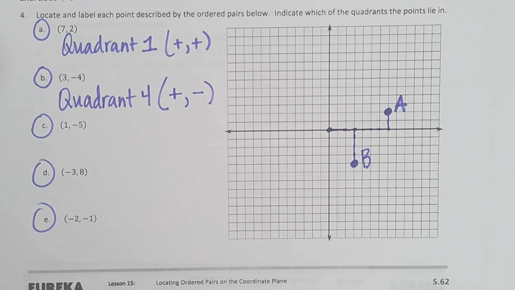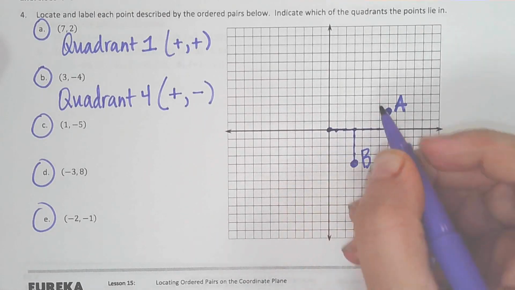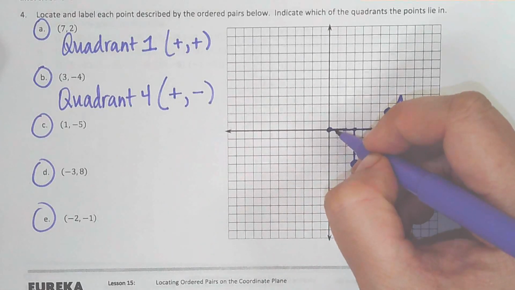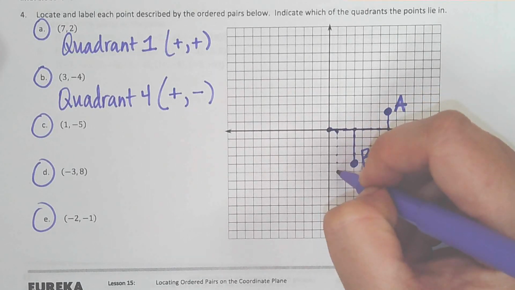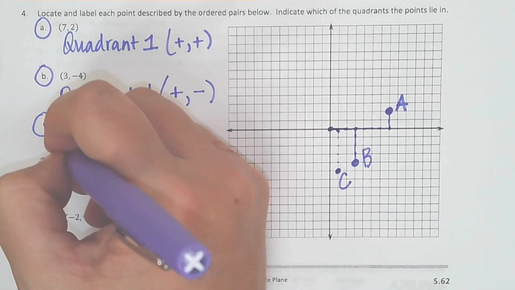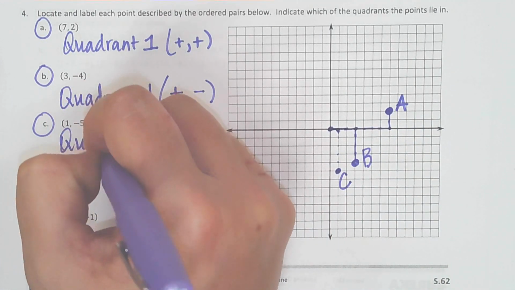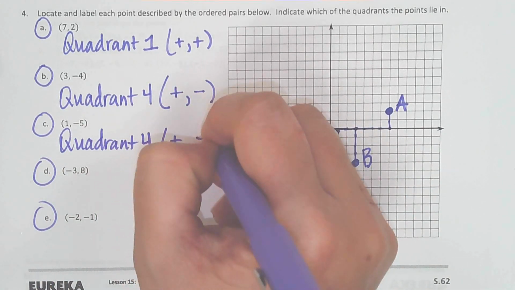All right, C. I got to run. Which way am I running? Right or left? Right. And then, yep, one time. And then I'm going to go down, drop 1, 2, 3, 4, 5. And I'm going to label it C. What quadrant am I in? 4. And again, it's a positive and a negative.